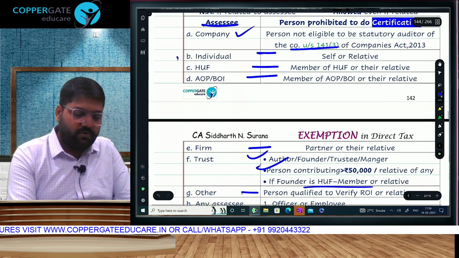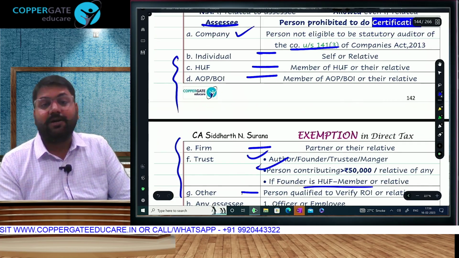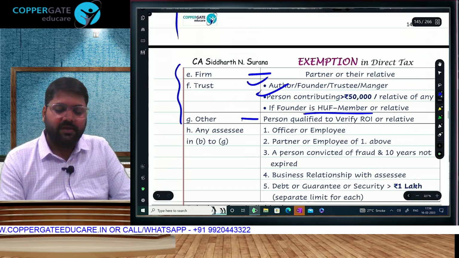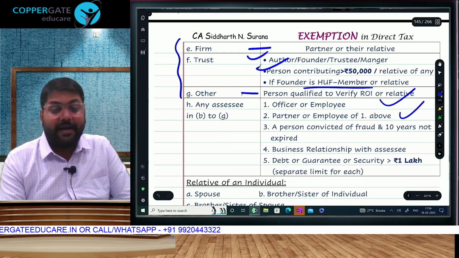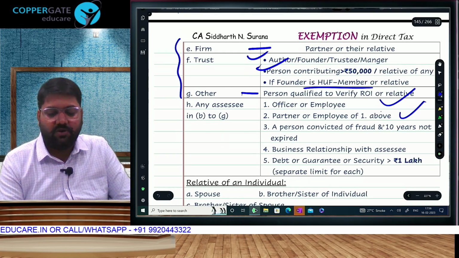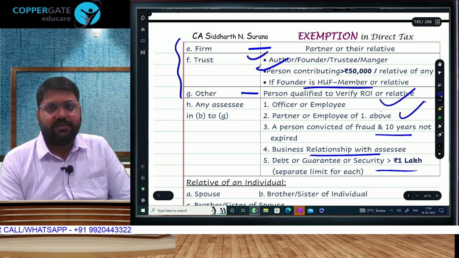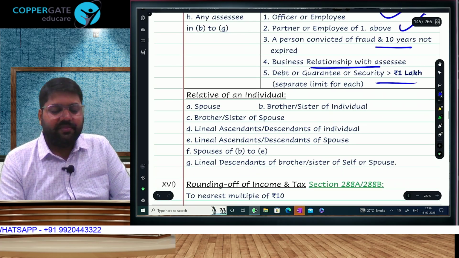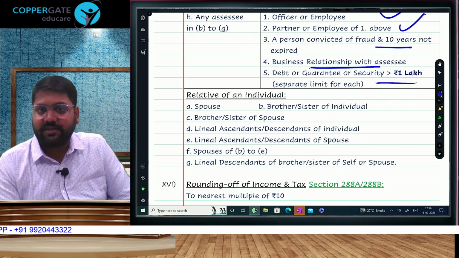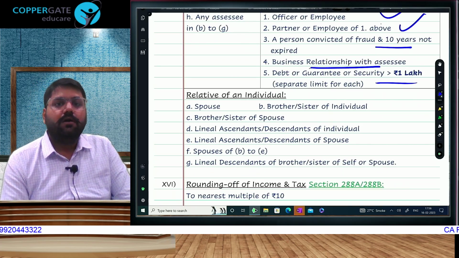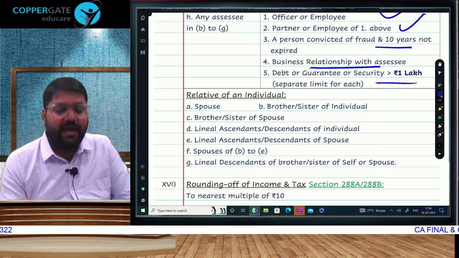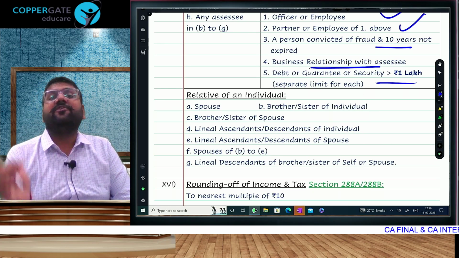Meaning, from year to year, we have some more disqualifications. The company one is already covered in this section itself. So: officer or employee, partner or employee of an officer or employee, a person convicted of fraud where 10 years have not expired, and business relation, if you are having debt, guarantee or security in excess of rupees 1 lakh. Then you will be disqualified from doing certification work, but you can continue to do representation work. And here the definition of relative is different from IFOS.